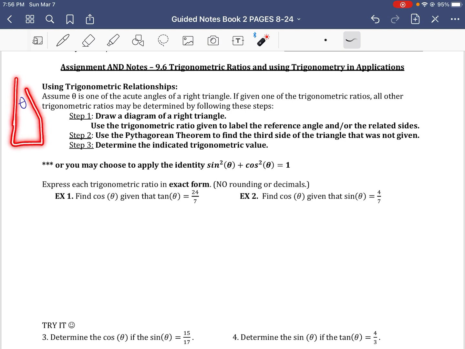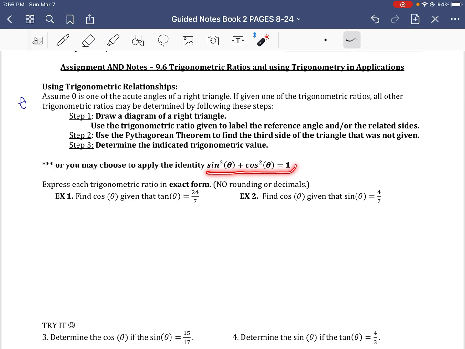If I'm going to make a triangle, and one of the angles is labeled theta, then I know which one I'm trying to find when it says find theta. If given one of the trig ratios, we can find all of the other trig ratios using these steps. There are two ways you can do it. Step one, draw a diagram of the right triangle and use the trig ratio it gives you to put together those two lengths that create the ratio. Then use the Pythagorean theorem to find the third side. That's the one I'm going to show you first.